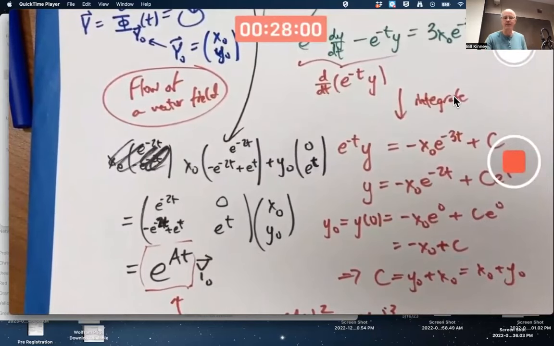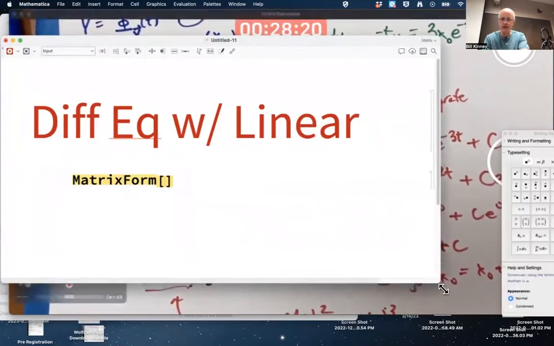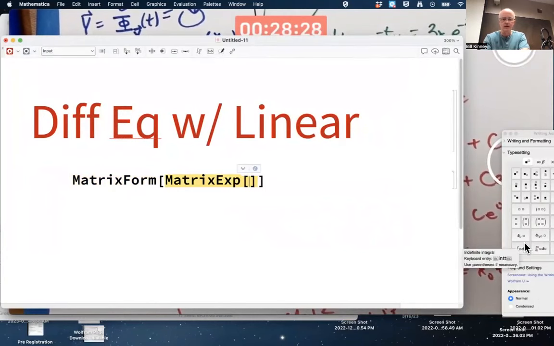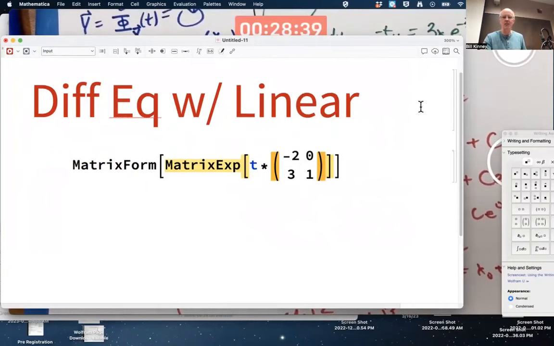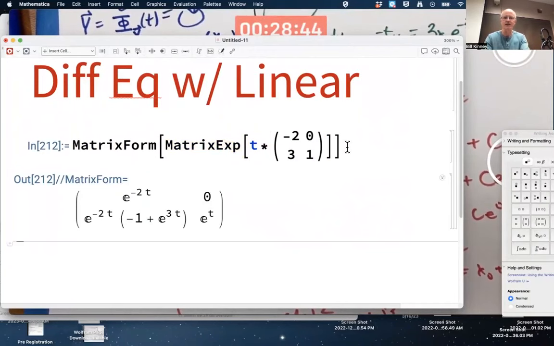Let's just confirm that with Mathematica. MatrixForm gives you output that looks like a matrix. That's why I'm including MatrixForm here. MatrixExp computes the matrix exponential of T times some matrix A. I'm putting the T on the left as I more traditionally will. The matrix A again was -2, 0, 3, 1. Hopefully the output of this looks the same as the matrix that we just got, except it's not expanded.